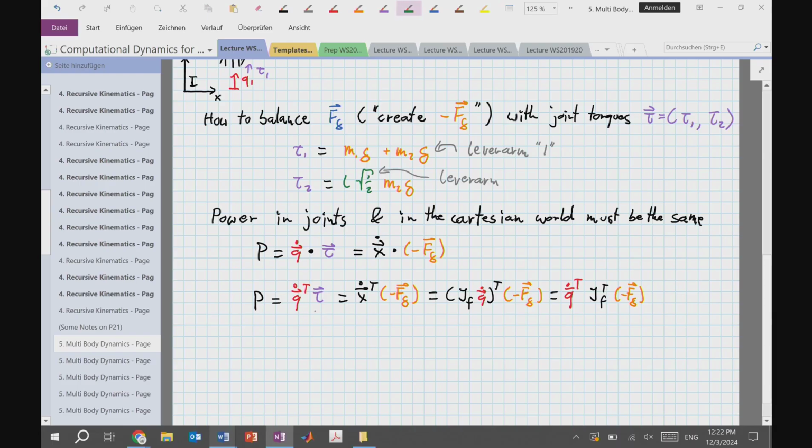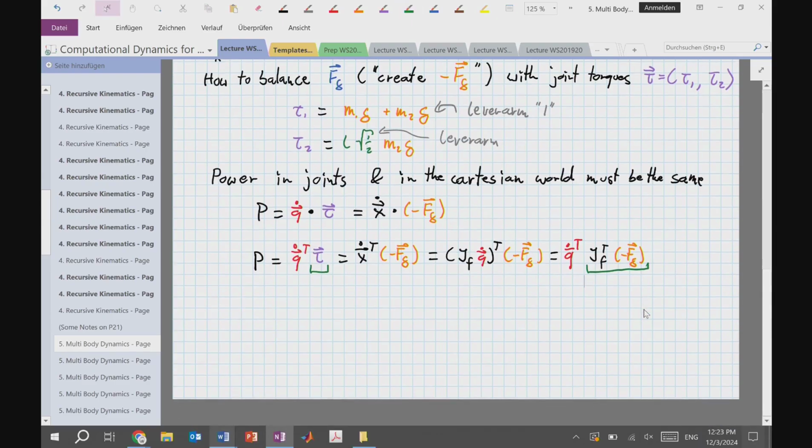And now I can just compare. Over here, I have my motor torques. And over here, I have JF transposed times minus Fg. And those two have to be the same, because if I multiply both with an arbitrary Q dot transpose, I would always get the same power.